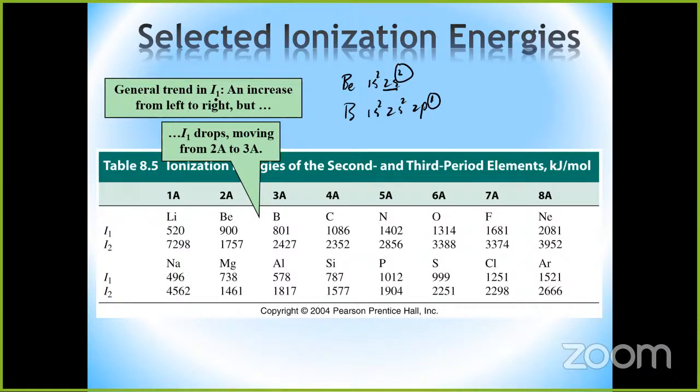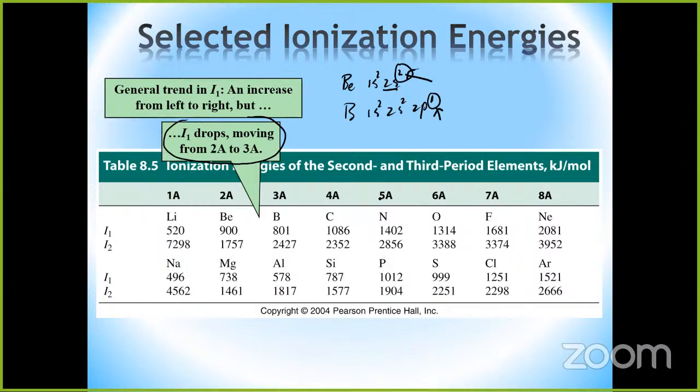So that's the reason why we have the first ionization energy dropping from beryllium to boron, all right? Because the electron that you're removing in the case of boron is slightly further out from the nucleus compared to this electron here in the case of the 2s subshell in beryllium. And therefore, it is easier to remove that 2p electron compared to the 2s electron, all right?